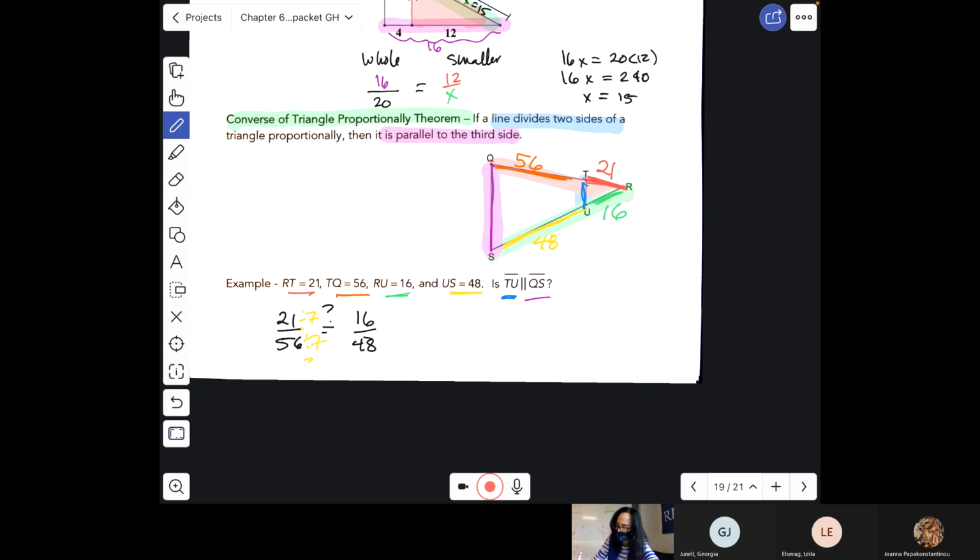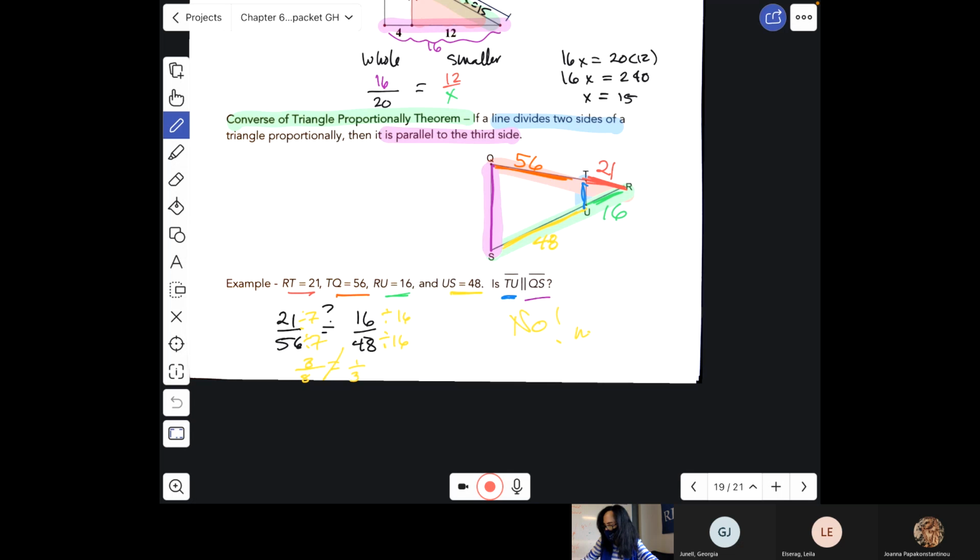21 divided by 7 is 3. 8. So the question is, is there a common factor on the left-hand side that I can divide by to reduce it to an equivalent fraction? So if I divide by 16, I am going to get what? 1 over... oh. So are they parallel?